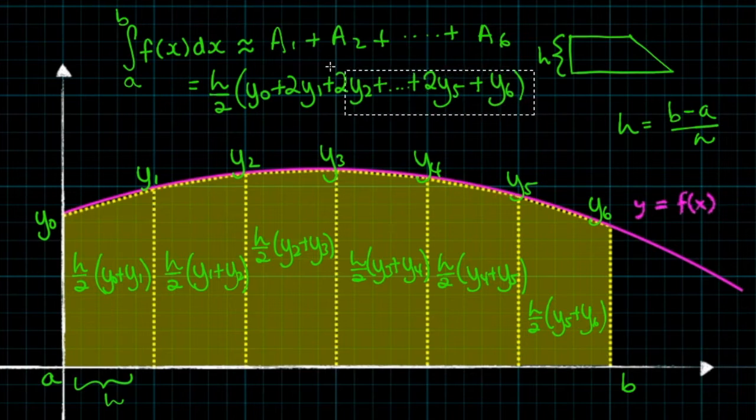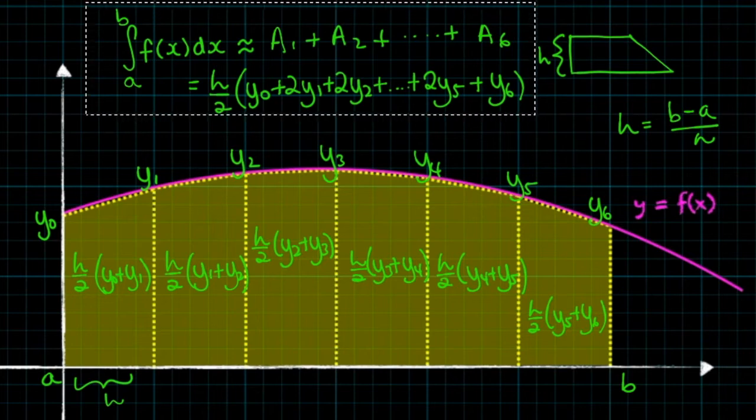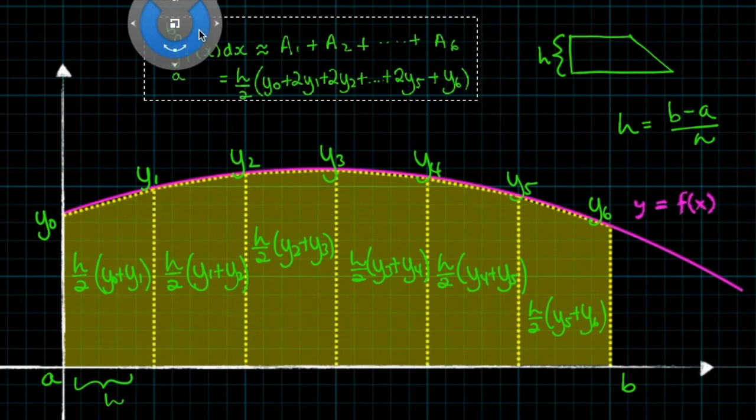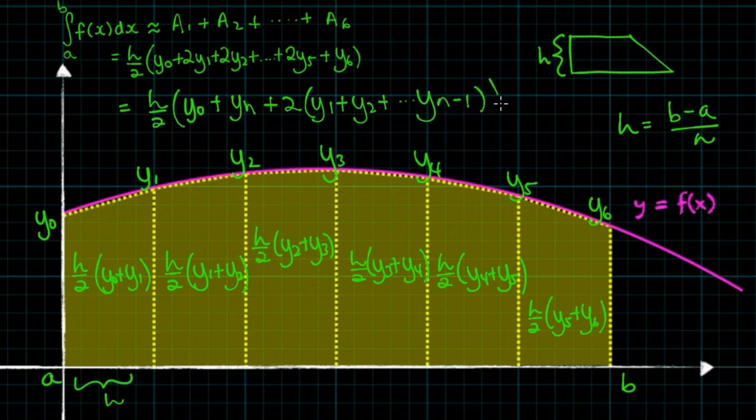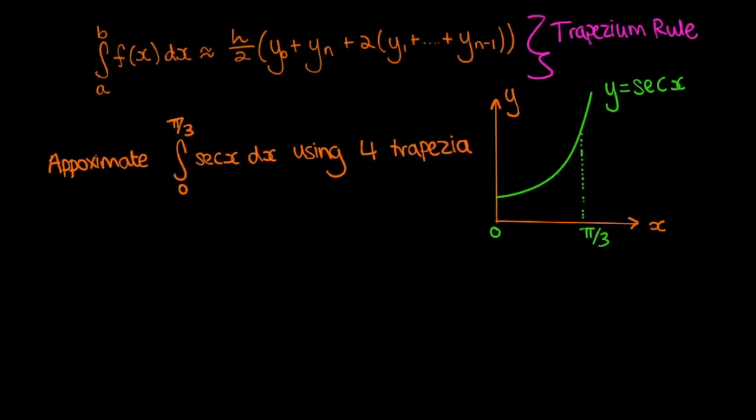Let's see if we can now generalize this formula for any n. What we get is h over 2 multiplied by the first length, y0, plus 1 of the last length, yn, plus 2 lots of everything in between, from y1, y2, all the way up to yn minus 1. So having quickly gone through where the formula comes from, let's now apply it to an example.